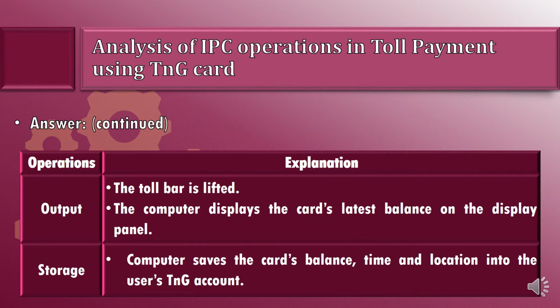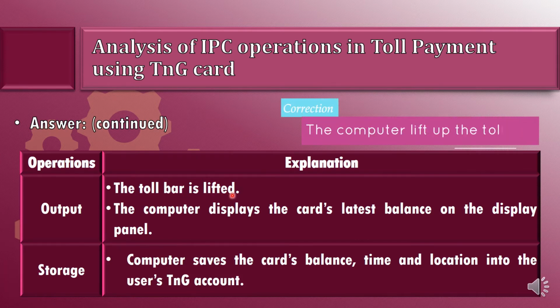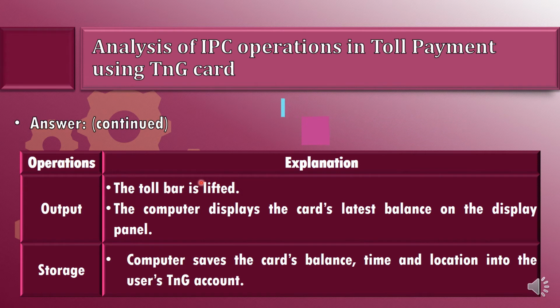Next, how about the output operation regarding Touch 'n Go payment? So we have 2 examples of answers here. The first one is: the toll bar is lifted. So the verb here is lift. Lift is the verb that we can relate to output operation for this situation.